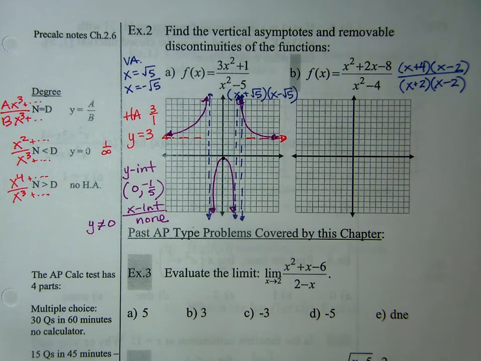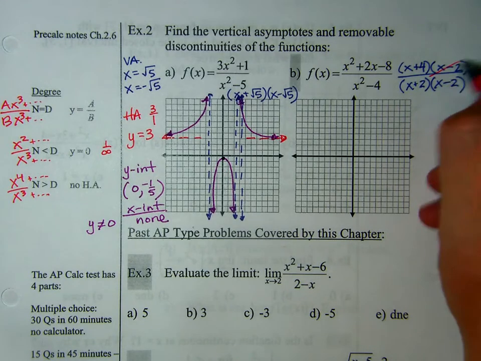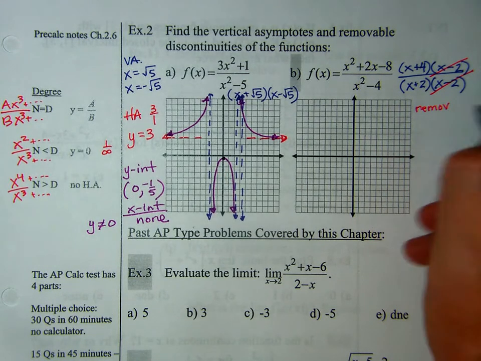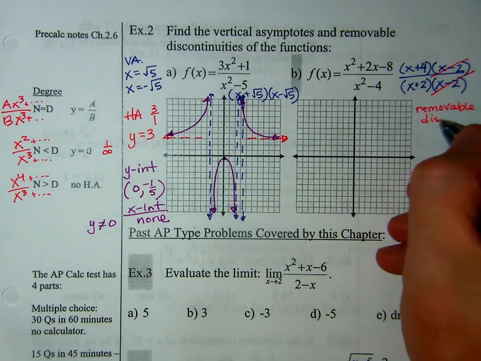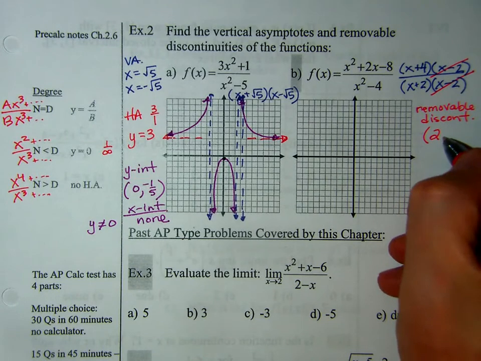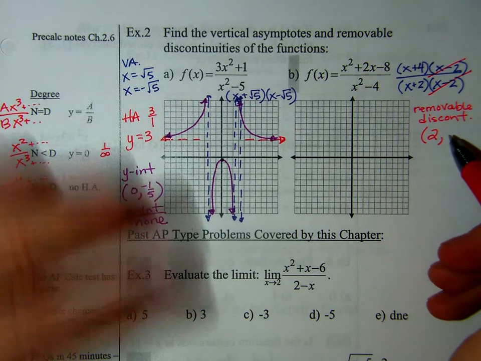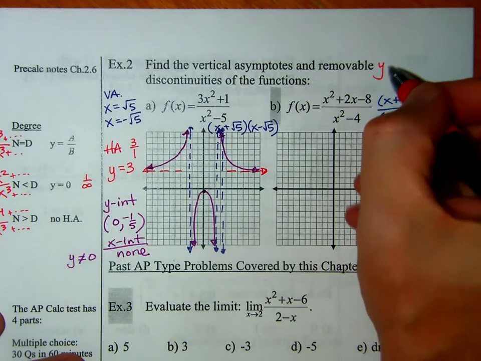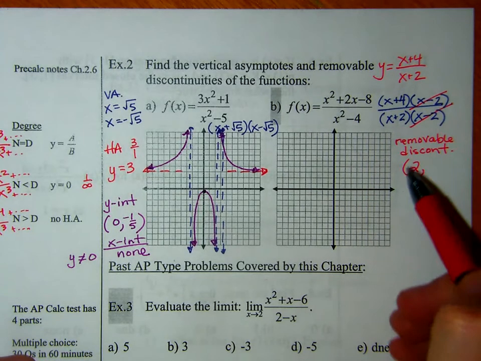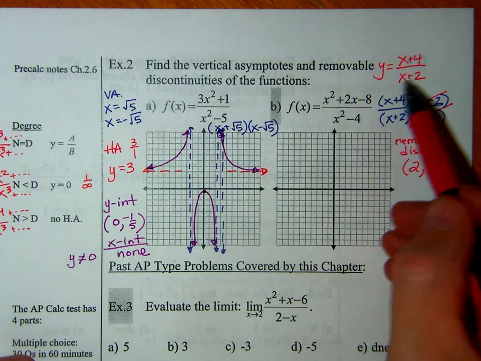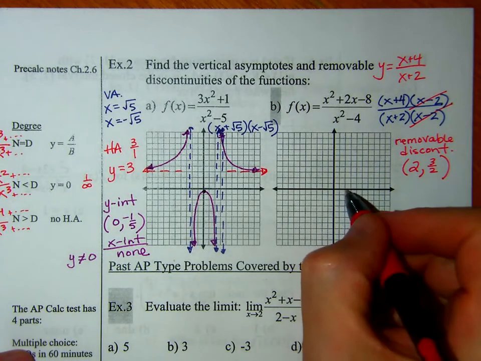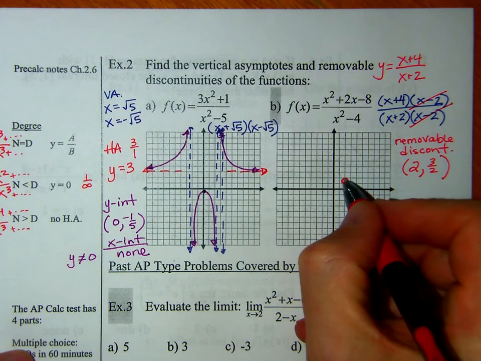Now, when things cancel like that, that gives us a removable discontinuity. So we've already talked about that, removable discontinuity, and that's going to be at the value that canceled there, which would be 2. And then if you want to find the y value, you can plug it back in. You think about the function, y equals x plus 4 over x plus 2. That's what would be left. So if you plug 2 into there, you're going to get 6 over 4, which reduces to 3/2. So what we can do is at 2 and 1.5, we can put a removable discontinuity in right there.